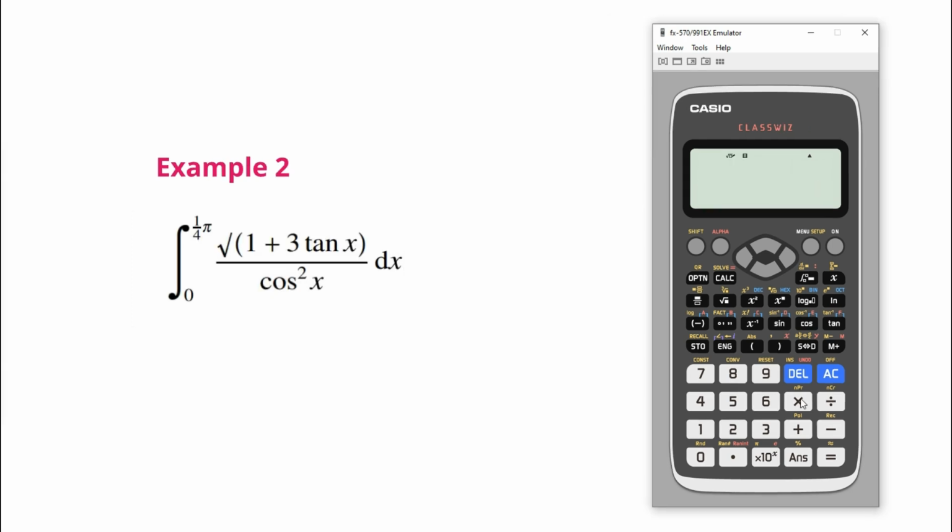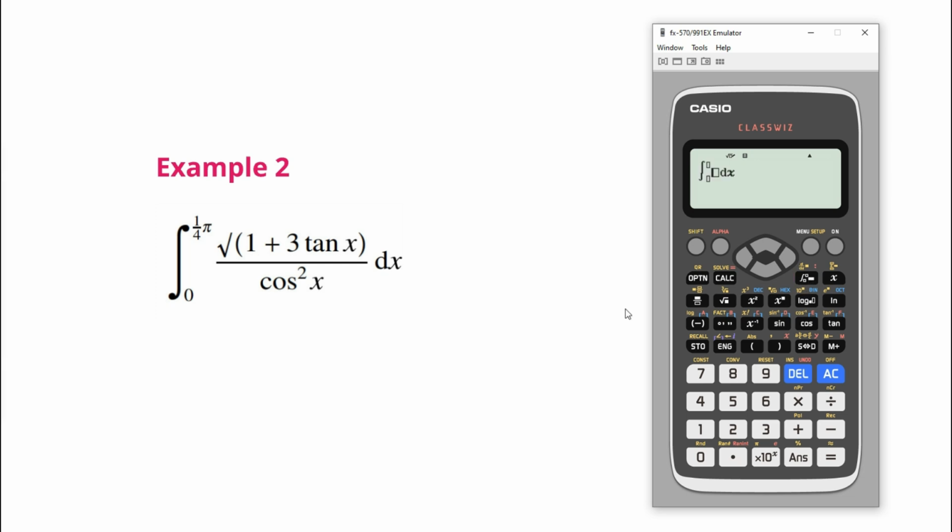Now let's take a look at a trig integral. So here you need to integrate this between 0 and 1 over 4 pi. And this 1 over 4 pi is suggesting to us that we are dealing in radians. So first you need to make sure that your calculator is set to radian. So press shift and then press setup and then select angle unit and then select radians. Now your calculator is set to radians.